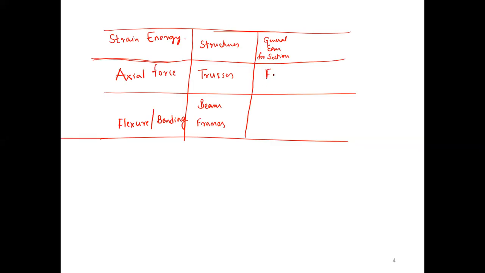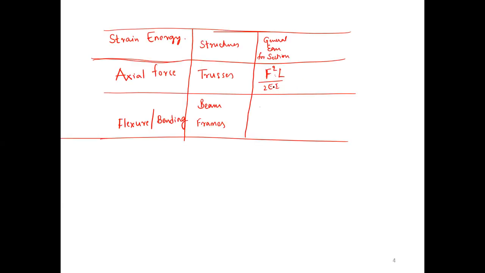U equals, what is the general equation? F square L by 2AE. F square L by 2EI. So for truss, F square L by 2AE, and for beams, F square L by 2EI. Correct. Okay.